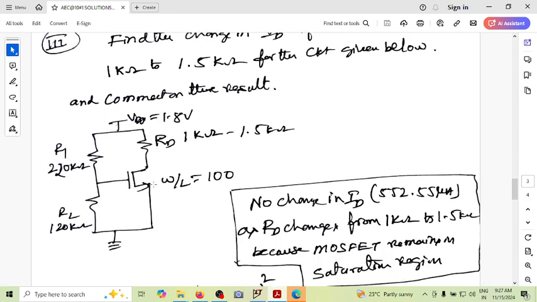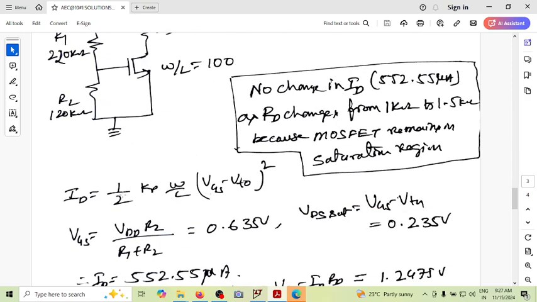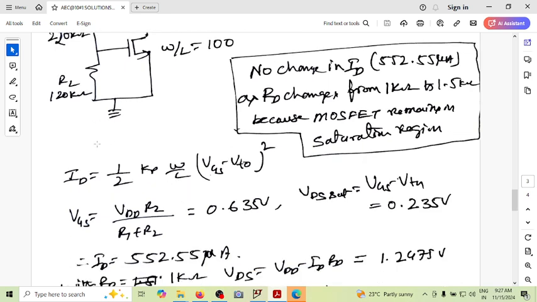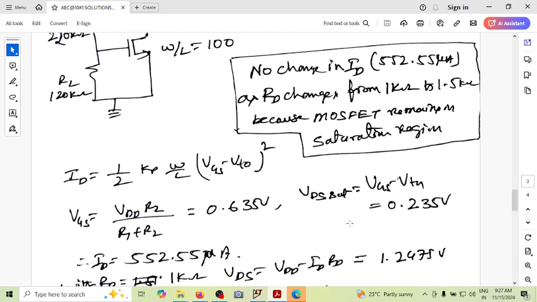In the previous case we saw the change in the value of R2 and the corresponding value of ID. Now we are keeping R1 and R2 constant. We want to change the value of RD from 1K to 1.5K, and see what the change is. Again, as we did earlier, assuming the MOSFET is in saturation region, I'm writing the saturation equation. VGS can be easily found from VDD, R1, R2 using this equation, and VDS sat is this much.